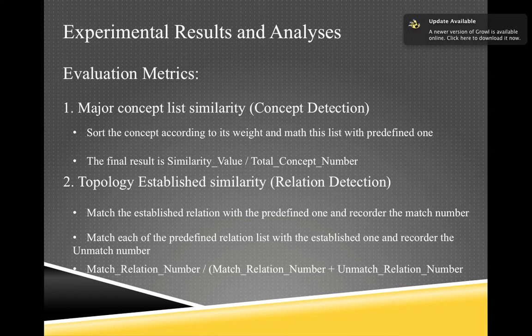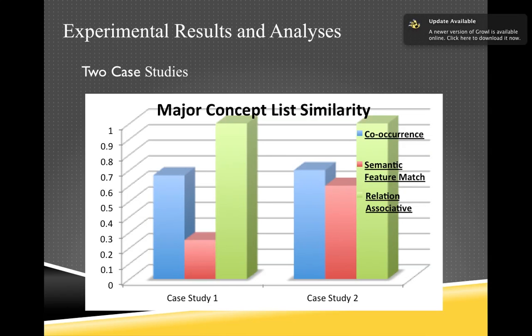Here I should mention that the relation has direction, so if you use the concurrent model you can only get the undirected graph, so in this evaluation method you will use half of the similarity value instead of 1. This is the one point you have to focus on. Now I have shown the two case studies.